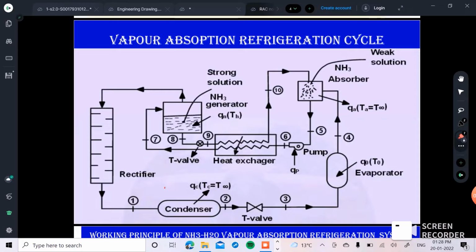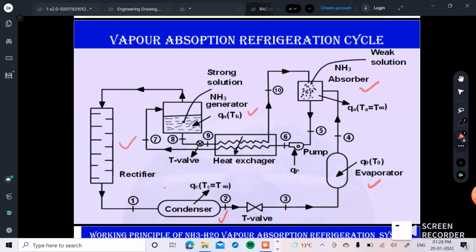Let us see the main components of the vapor absorption refrigeration cycle. First one is the evaporator. You can see here in the diagram: evaporator, condenser, generator, absorber and rectifier. These are the most important and common components of the vapor absorption system.